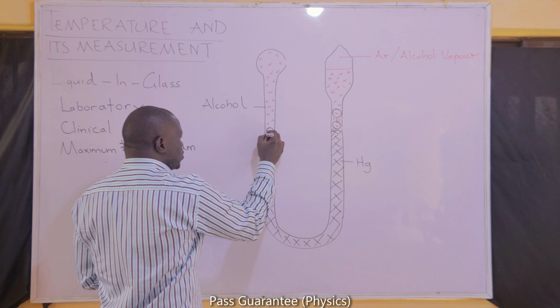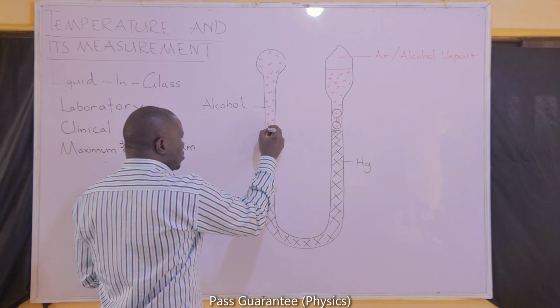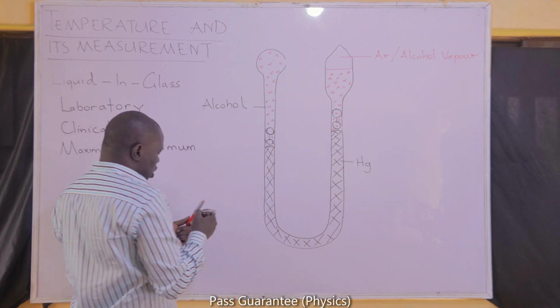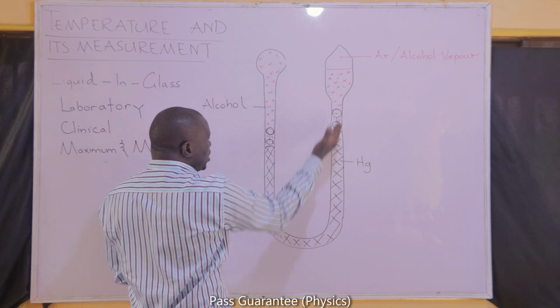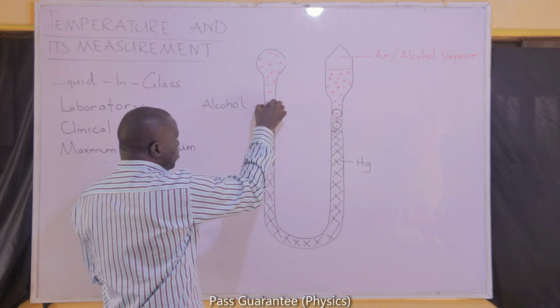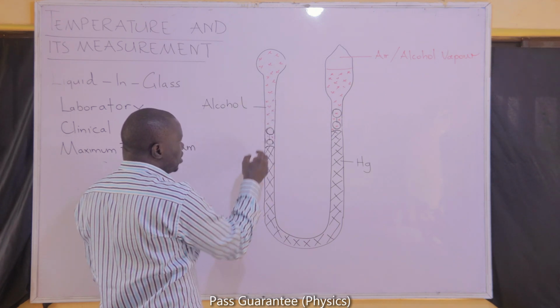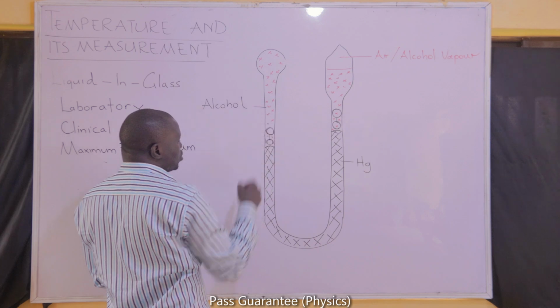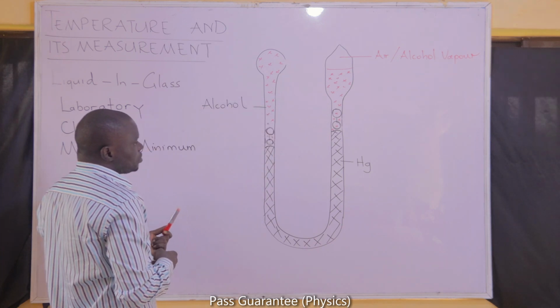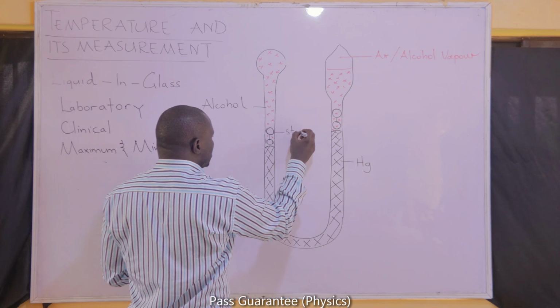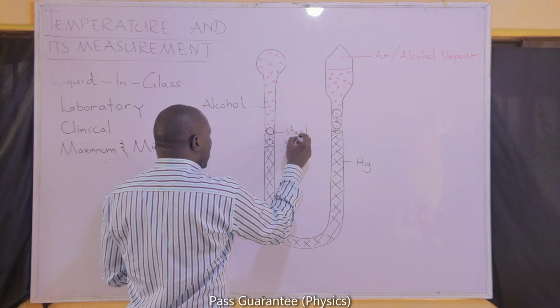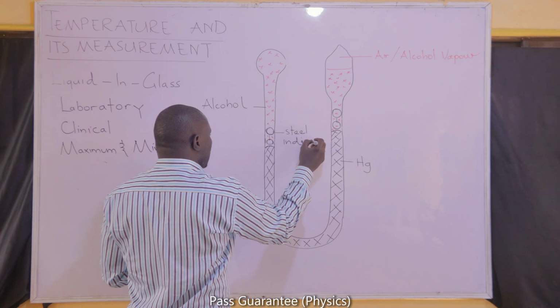They are tight enough to stay in position, and they are loose enough for them to be moved up and down by the mercury meniscus. They can be moved up and down by the level of the mercury, but they are also tight enough to stay at positions wherever they are. We call them steel indexes.